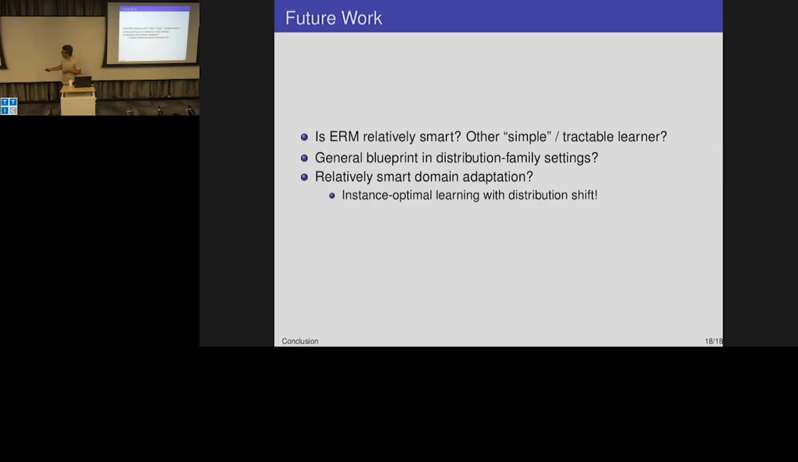So what I would love to get is some instance optimal learning with distribution shift, to say that instance by instance, or for every pair of domains, I'm doing as well as I can do at adapting my guarantees from one domain to the other. So that I think is very exciting, and we're already starting to think about that. And that's all I have.